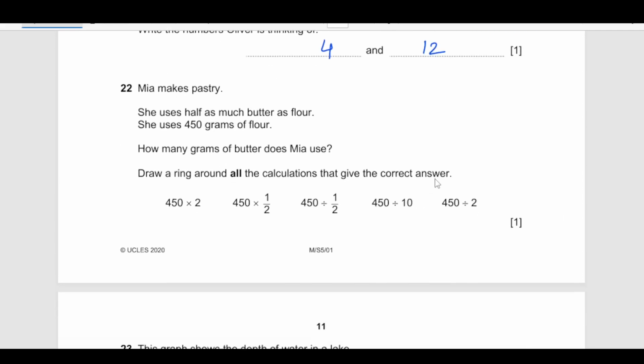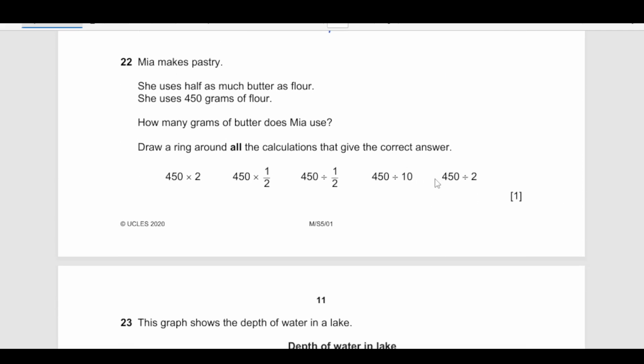Number 22, Mia makes pastry. She uses half as much butter as flour. So if the flour is x, then butter is half of x. How many grams of butter does Mia use if she uses 450 grams of flour? So if flour is 450 grams, then what will be butter? Butter is going to be 450 times half, because half of that. So which one out of here? It is going to be this one.